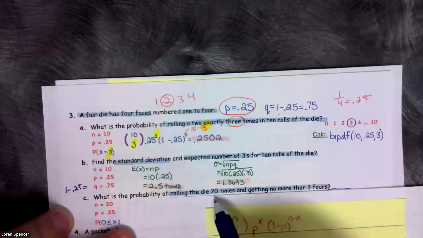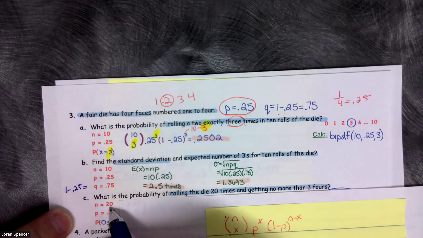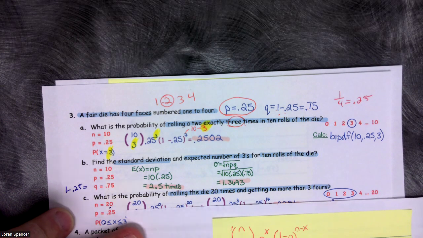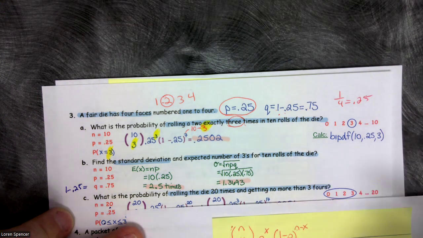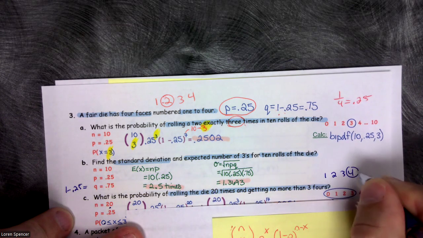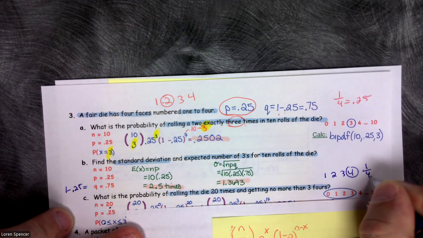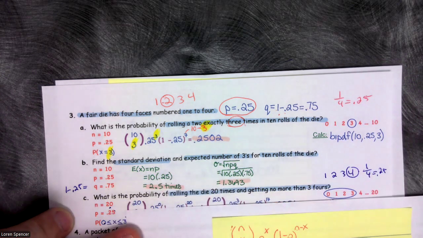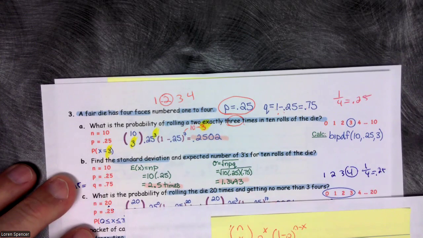What's the probability of rolling the die 20 times and getting no more than 3 fours? So I need to make a number line all the way to 20 because now my sample size is 20. And I could have no more than 3, so I could have 0, 1, 2, or 3. And I should remind ourselves when we're rolling the dice, we have 1, 2, 3, and a 4. The probability of a 4 is 1 out of 4 or 0.25. So that's why it's that same probability, even though we're not rolling 2s anymore.